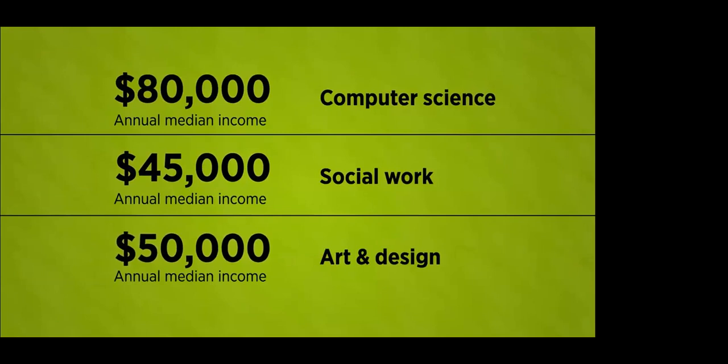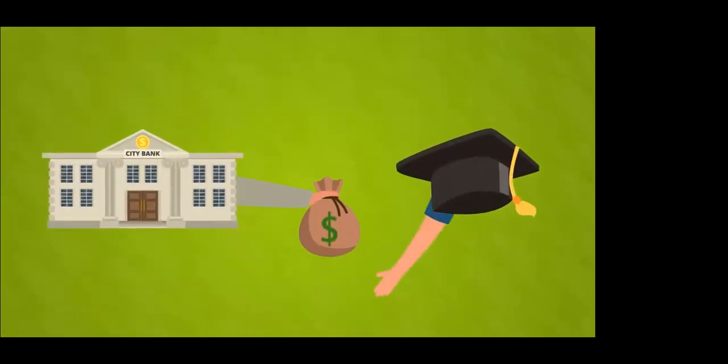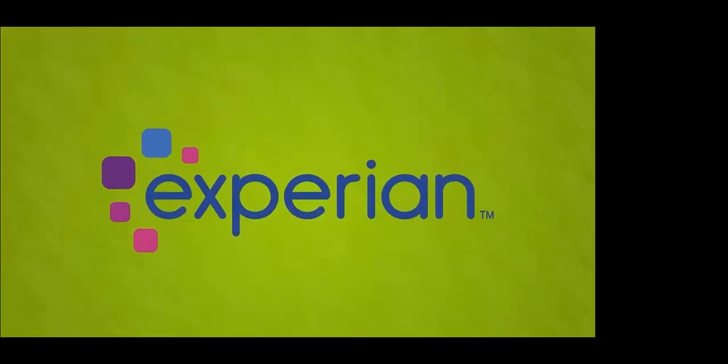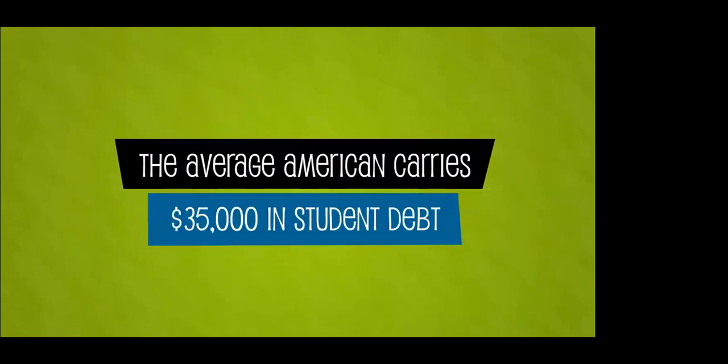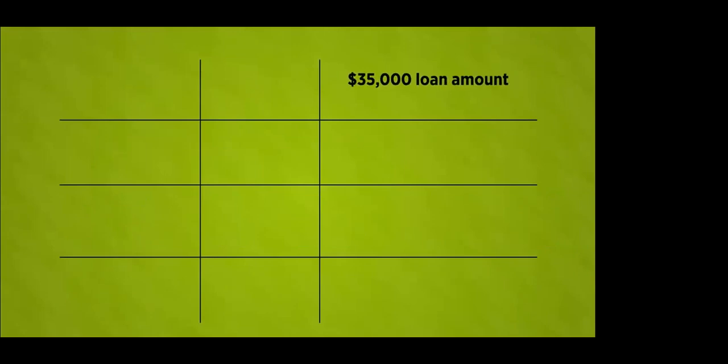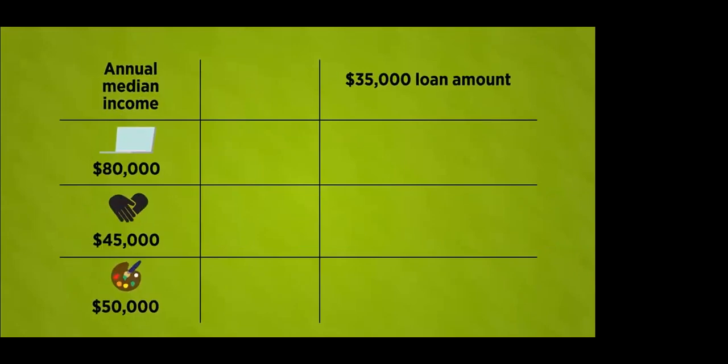and $50,000 respectively. When people borrow to fund their education, they typically have to begin making loan payments when they graduate or stop attending school. According to Experian, one of the major consumer credit reporting companies, the average American carries $35,000 in student loan debt. We'll create a chart using $35,000 as the principal or initial amount of the loan.